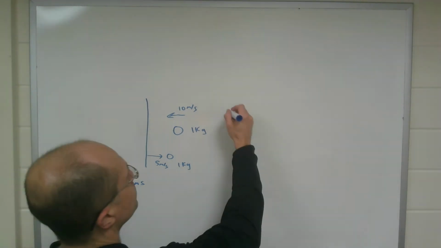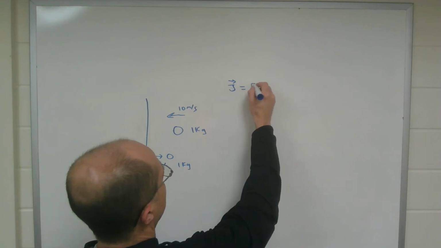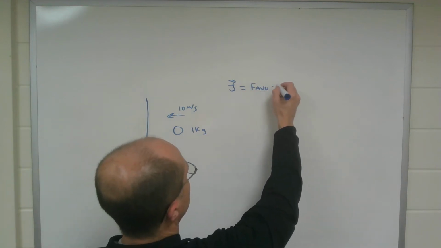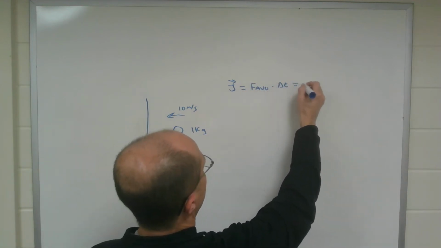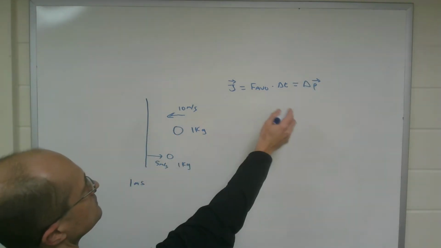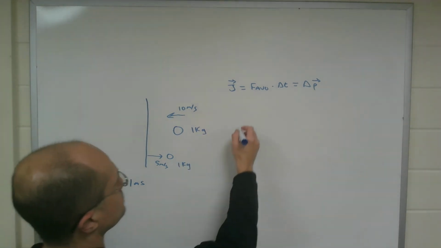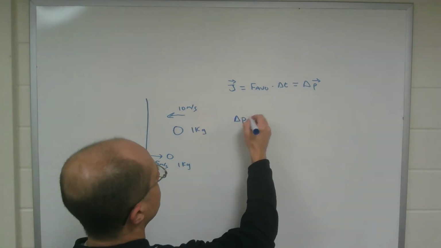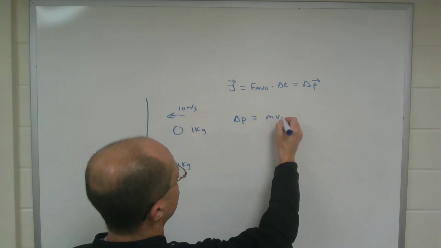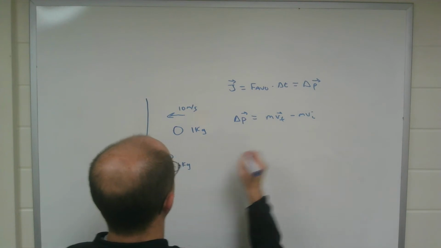So to set this up, we remember that the impulse J is F average times the time, which we also said is the change in the momentum. So let's look at the change in the momentum to get the impulse, because we don't know the force. So delta P, we said, is mv final minus mv initial.